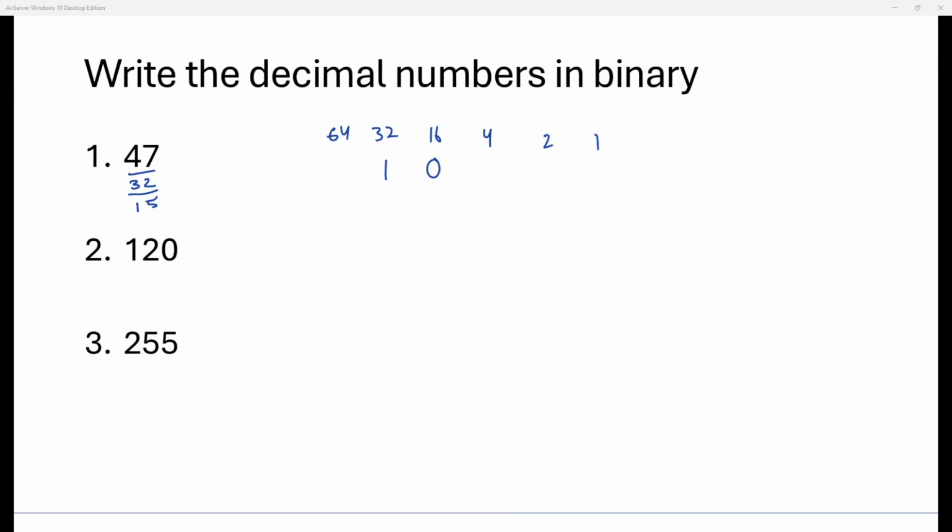Let me fix this mistake here. We can't fit an 8. And we're down to subtract 8. We have 7 left. And if you add up all these, this is 47. So the number 47 is 101111. I'm not going to finish the 120, but the 255 turns out to be 11111111. Anyway, 8 ones.